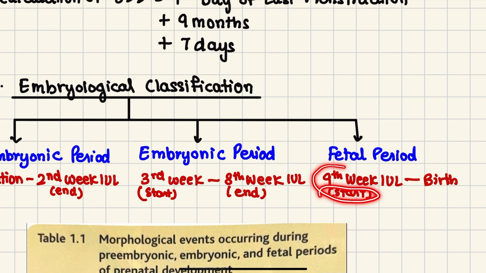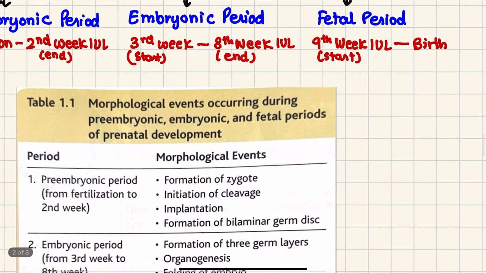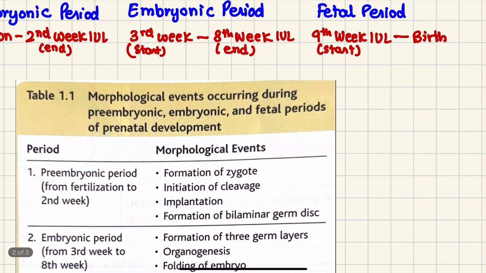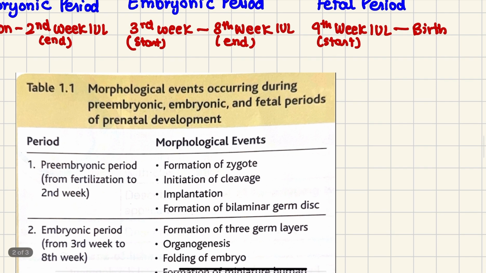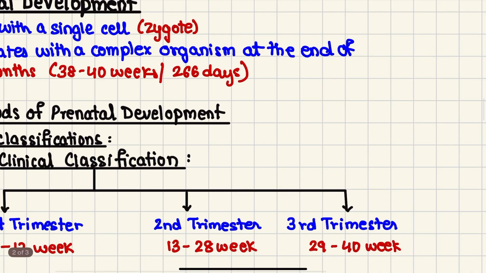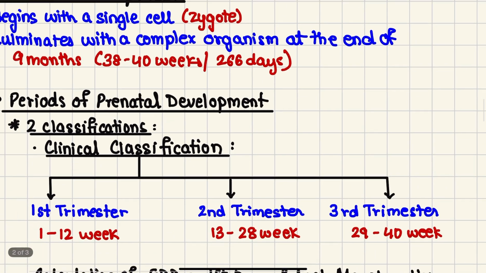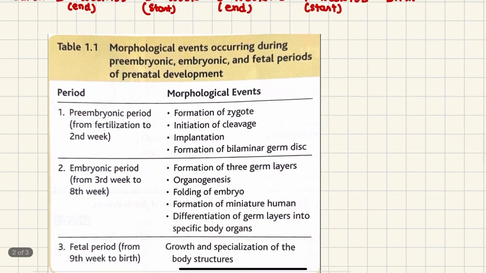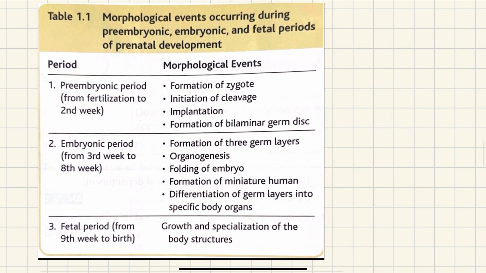Now, the major morphological events occurring during the pre-embryonic, embryonic and fetal periods of prenatal development. I've taken this from Vishram Singh's Textbook of Clinical Embryology. This table right here. We'll just read through it and you should know what happens.